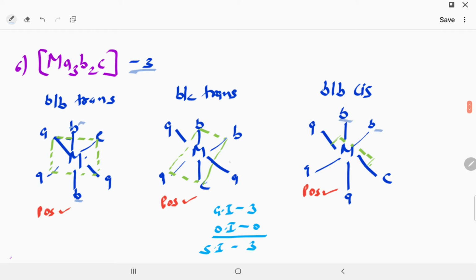So this green dotted line will show the POS plane, the plane of symmetry. In this there is a POS plane, in this also a POS plane, in this also a POS plane. We can cut it into two equal halves. So they will not show optical isomerism. So optical is 0 and geometrical is 3. So total stereoisomers are 3.